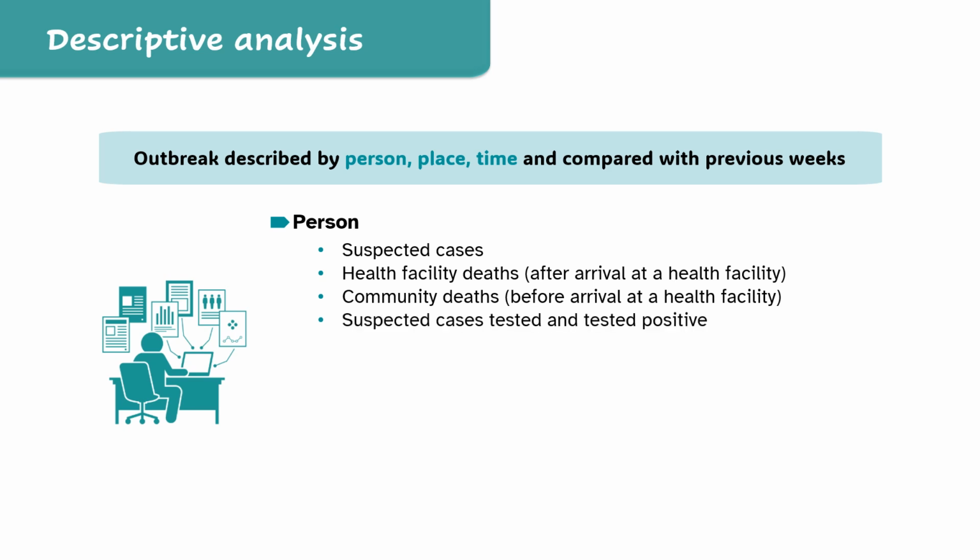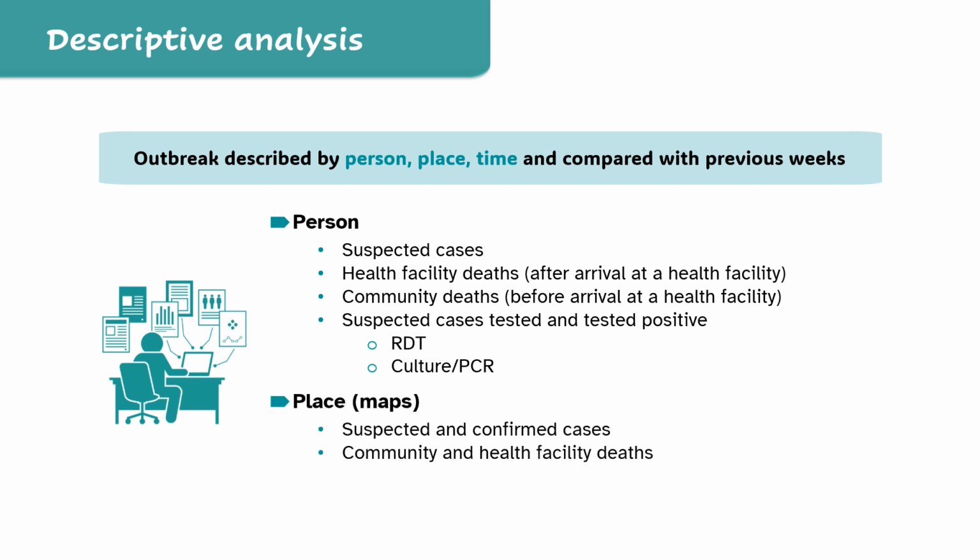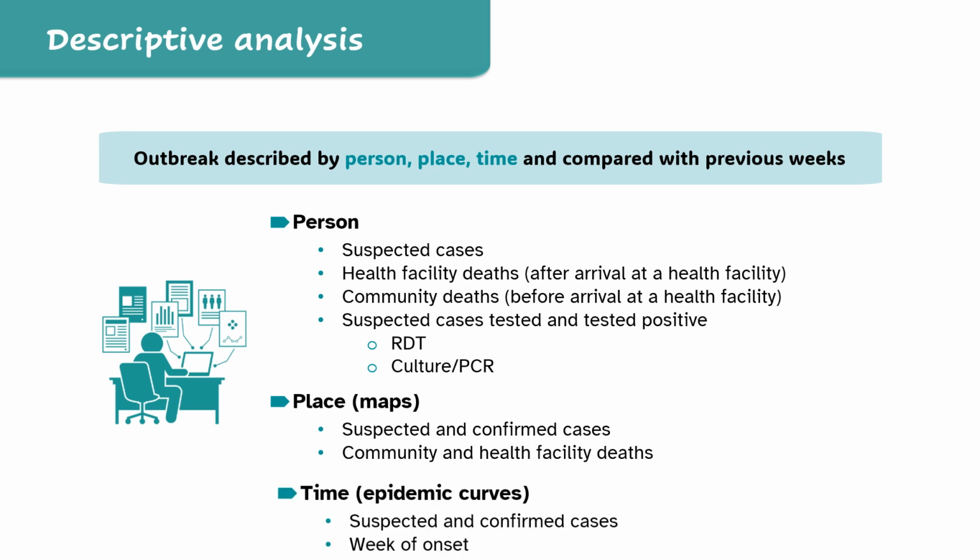And the number of suspected cases tested and those tested positive, differentiating those tested by RDT and those tested by culture or PCR. To describe the outbreak by place, the spatial distribution of suspected and confirmed cases and of community deaths and health facility deaths are mapped. Lastly, to describe the outbreak over time, the weekly distribution of suspected and confirmed cases are represented on epidemic curves, preferably by week of onset.